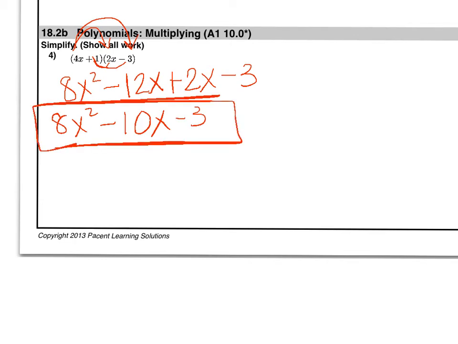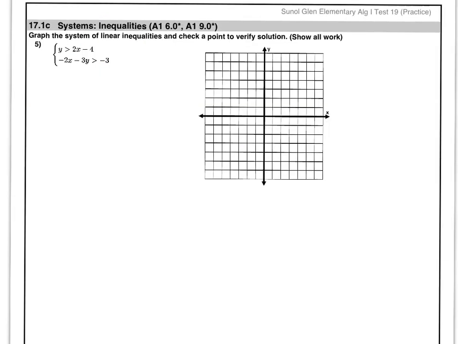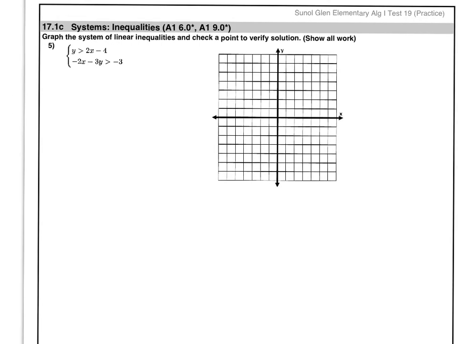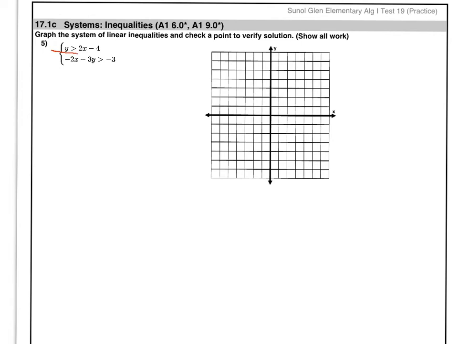Okay, so now I have another page. Our last problem is to graph. Now the best way to graph is to put things in y equals mx plus b. So this first problem up here is in y equals mx plus b. It's y is greater than 2x minus 4. Okay, so I'm going to graph it with red, because then I'll be able to tell my lines apart.